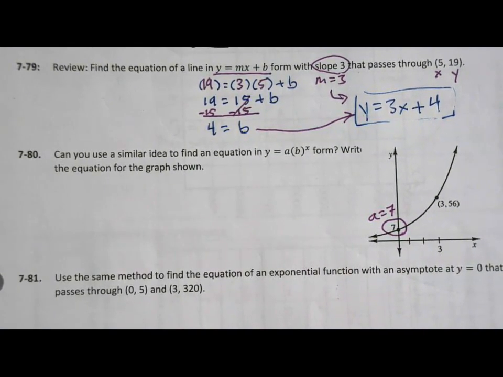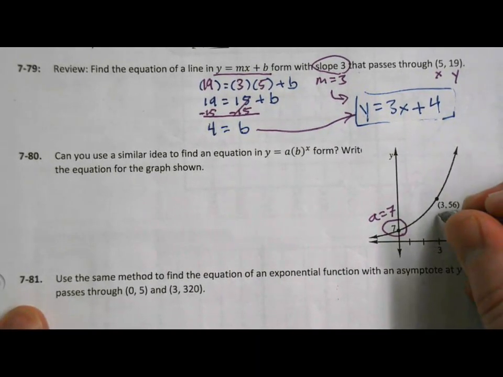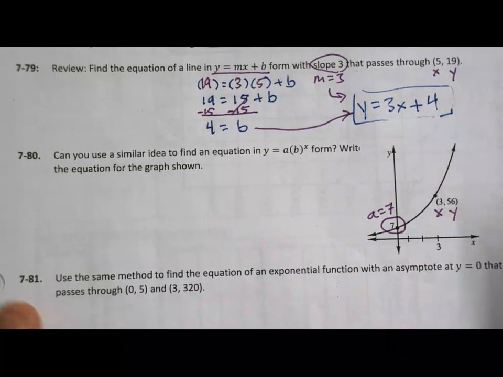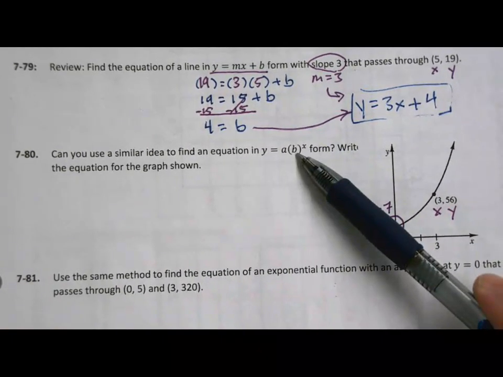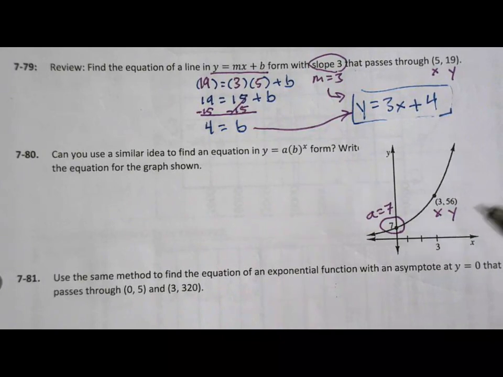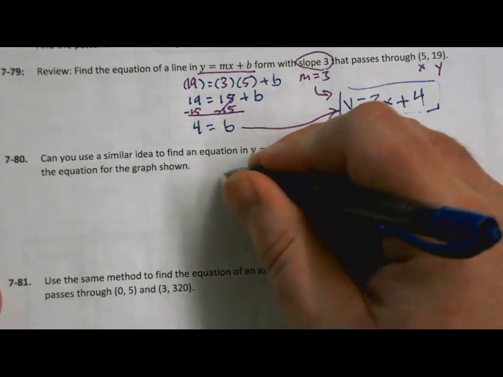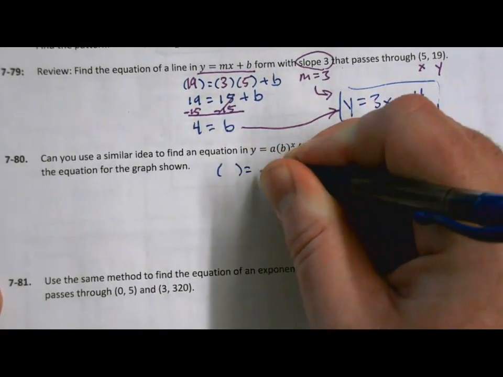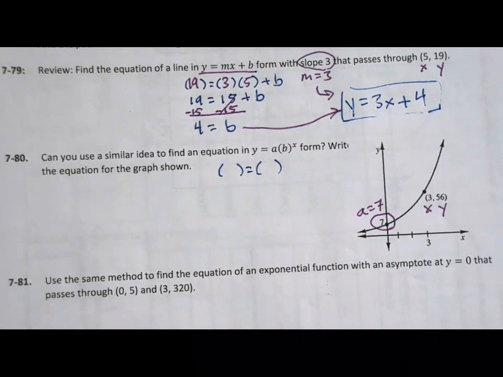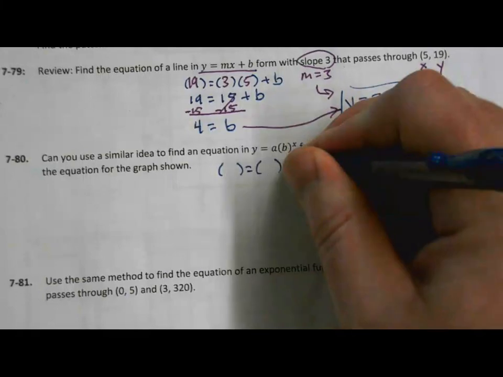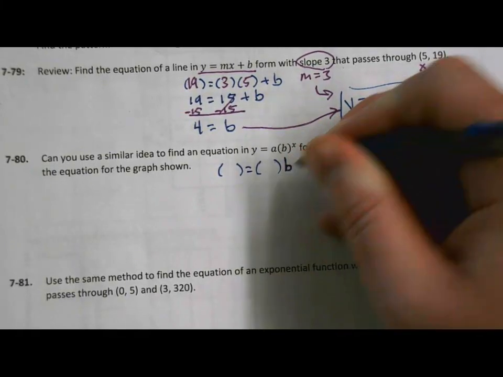3 and 56, neither of those are b, but we can use them to find b the same way that we just did. So let's label them x and y. And then let's rewrite this equation and solve for b. So what do we know? We got y equals, I'm leaving y out, I'm leaving a out because I know what those things are. And I've got b in here, and I'm going to leave x out also.